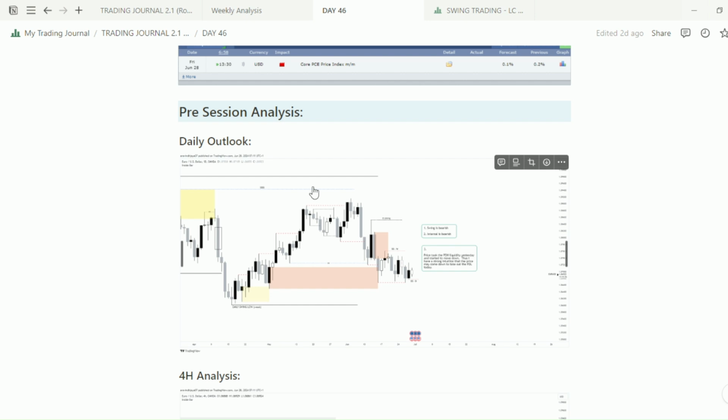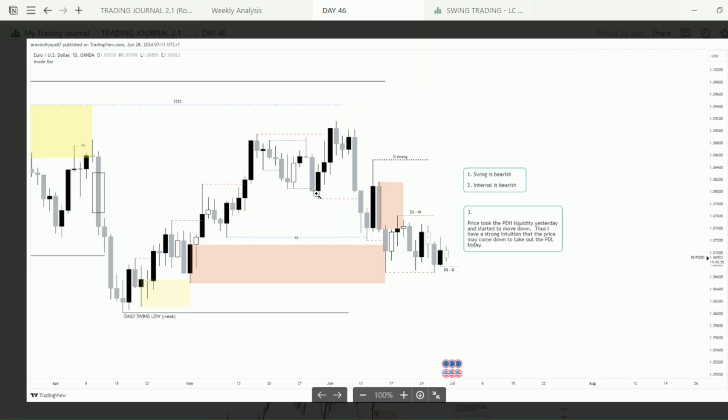When I stop my daily recaps, I suffer much more because I can't read the Notion and analyze the previous week's result. I just started again. So in the pre-session analysis, this is a daily chart, and the daily is actually bearish, and the internal is also bearish. So I'm expecting the price to take out this daily swing low, which is weak.